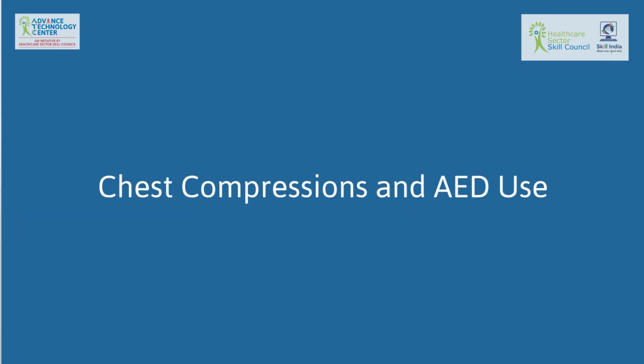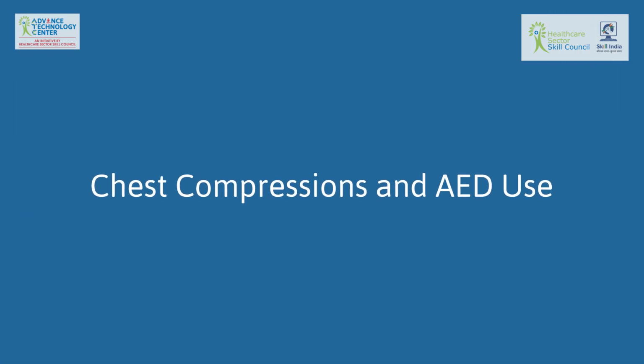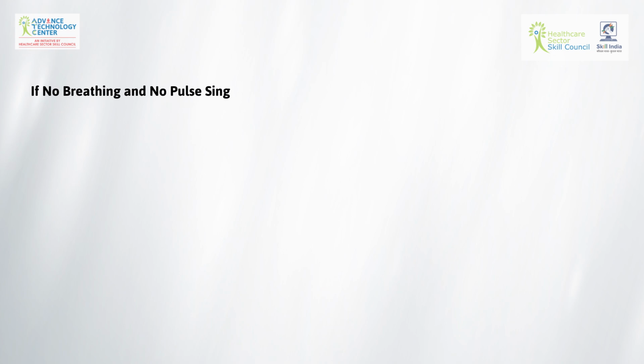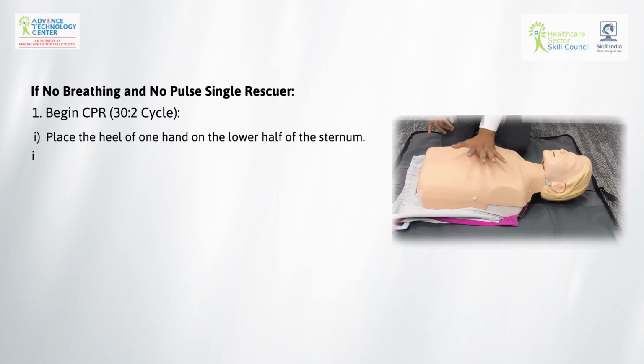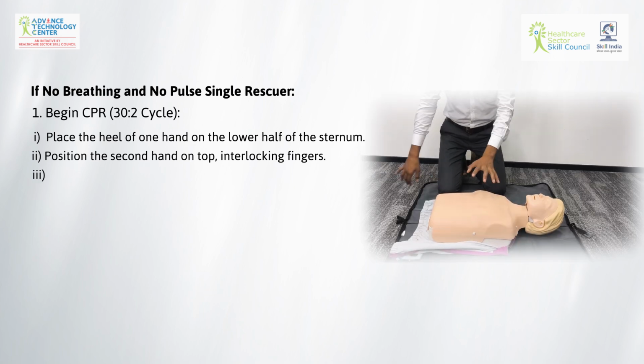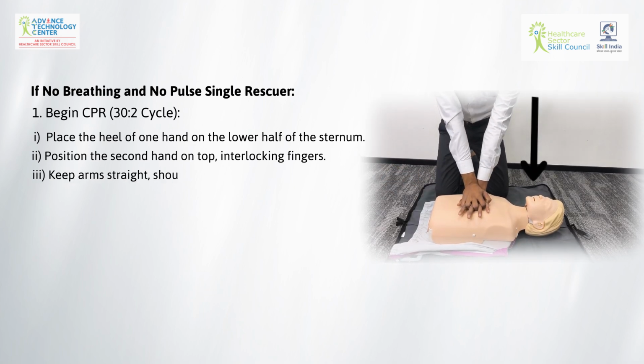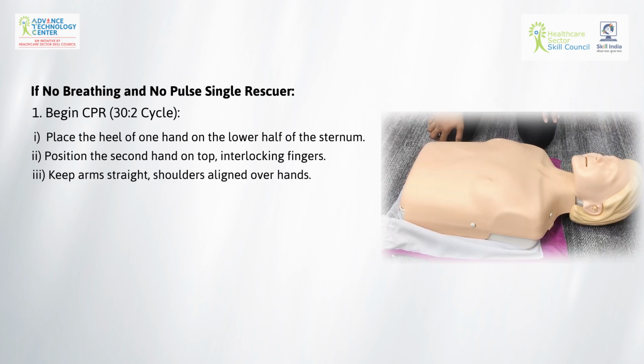Chest compressions and AED use: if no breathing and no pulse. 1. Begin CPR, 30:2 cycle. Place the heel of one hand on the lower half of the sternum. Position the second hand on top, interlocking fingers. Keep arms straight, shoulders aligned over hands.